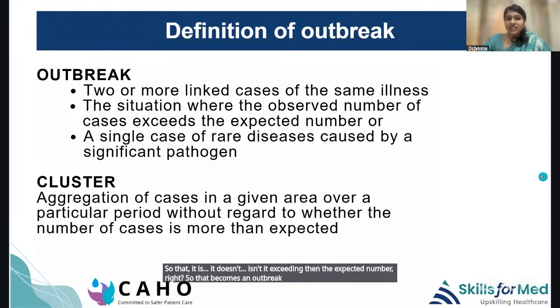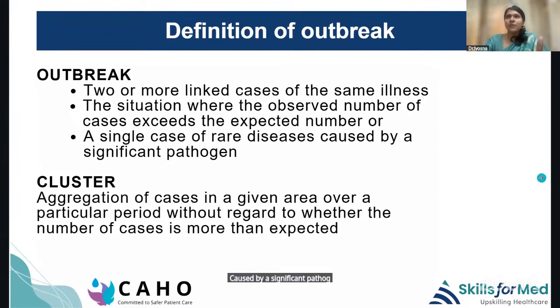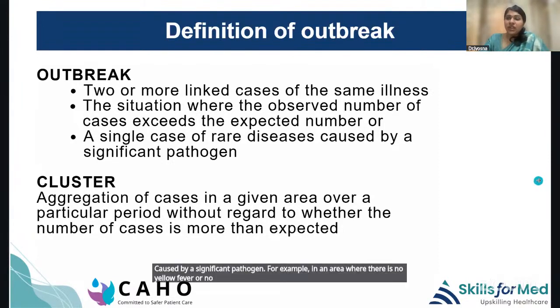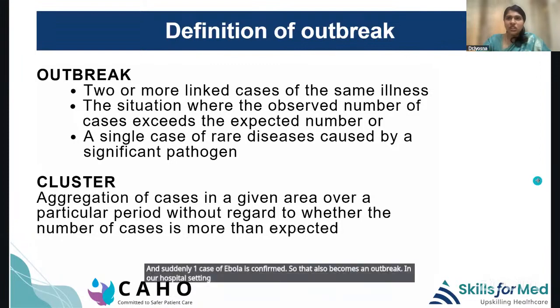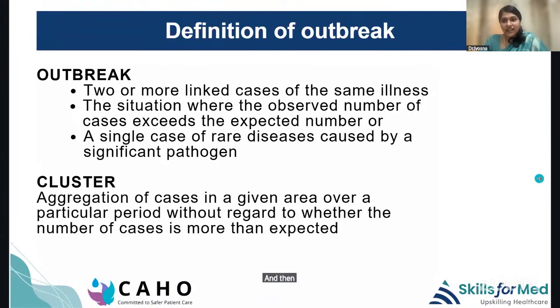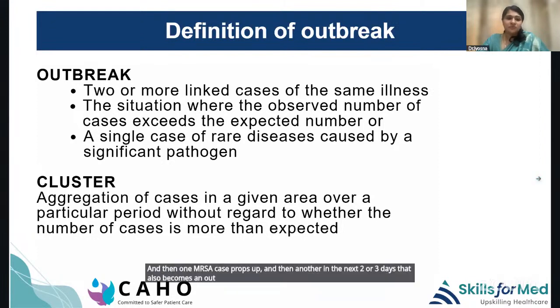Or a single case of a rare disease caused by a significant pathogen. For example, in an area where there is no yellow fever or no Ebola, and suddenly one case of Ebola is confirmed. So that also becomes an outbreak. In our hospital setting, for example, in your MICU, you have had no case of MRSA in the last 6 months, and then one MRSA case pops up, and then another in the next 2 or 3 days. That also becomes an outbreak situation.